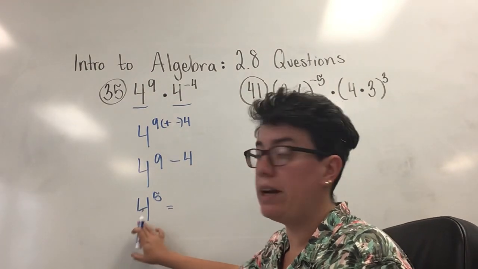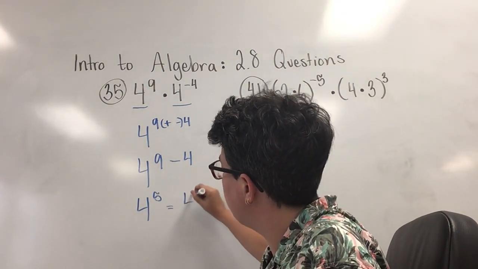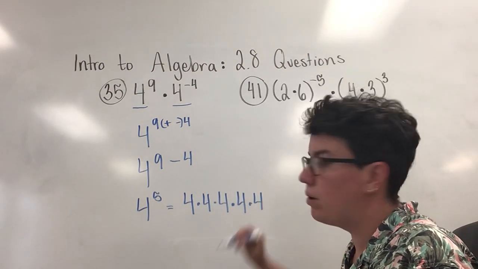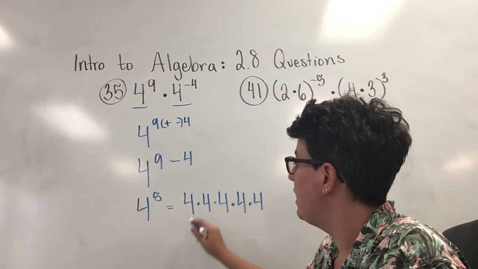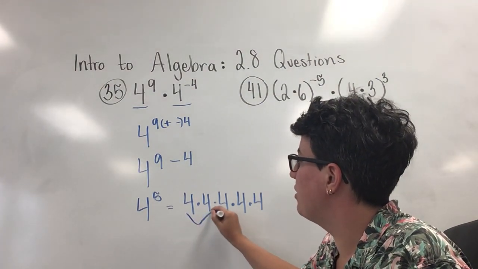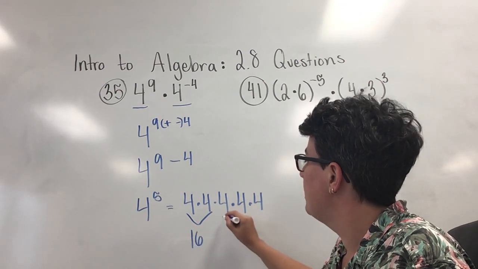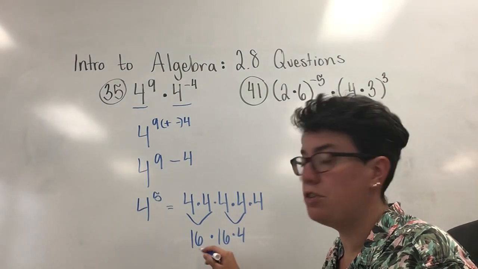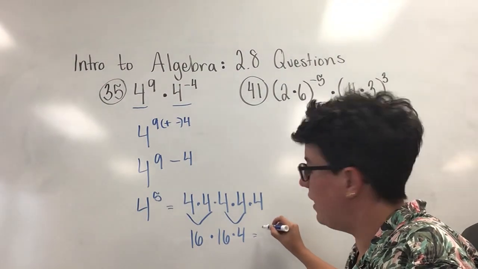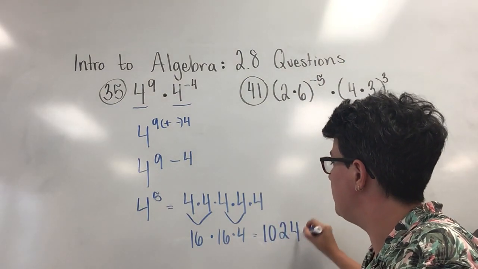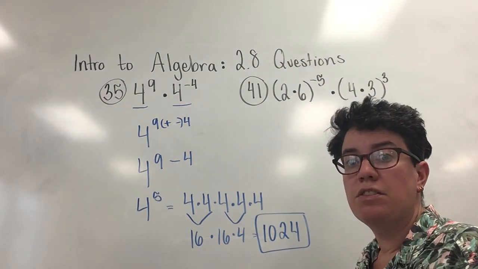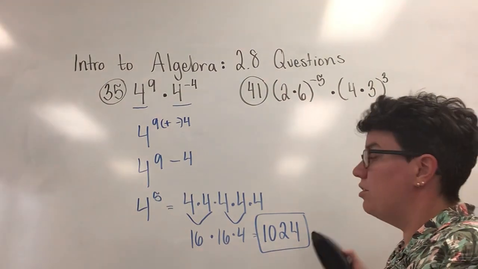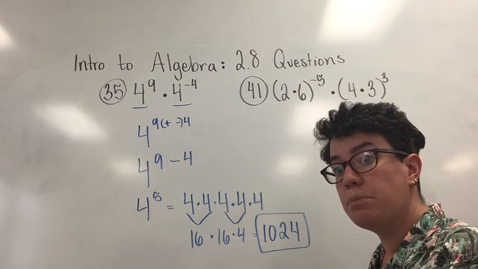If it asks you to evaluate it, 4 to the 5th is the same as 4 times 4 times 4 times 4 times 4, which is how I would expand it. And then I might do it in separate steps. Like I know that 4 times 4 is 16, times another 16 times 4. And then I would do the math until I got the final answer of 1,024. So there's how we would do the problem for 35. Correct your work, see if you can find out where you made your mistake there.